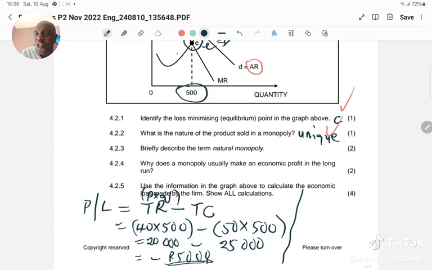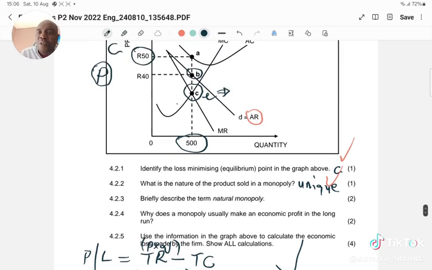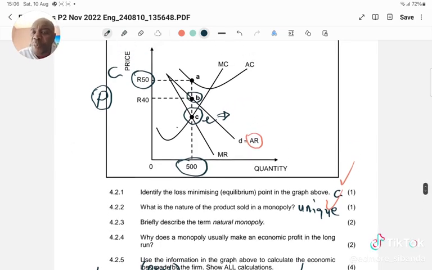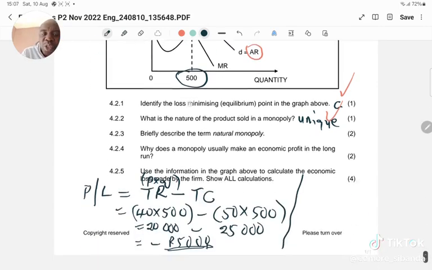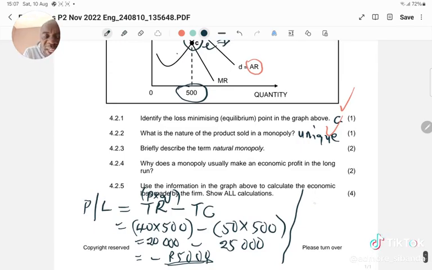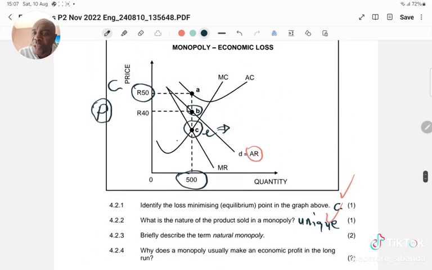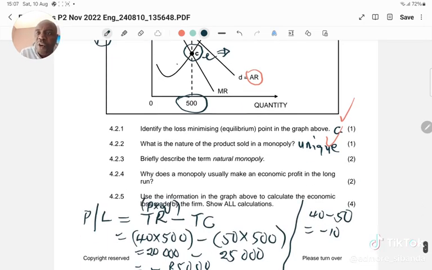There's another easier and shorter method of doing the calculation. You can look at it from a unit point of view. For each unit that we are producing and selling, how much profit or how much loss are we making? For each unit that we produce, we are selling it at 40 rands and it cost us 50 rands to produce. So each product that we are putting on the market, we are making a loss of 40 minus 50, a loss of negative 10. Where's the 10 coming from? I sold the product at 40 rands, but it cost me 50 to produce it. So I'm making a loss of 10 rands per product.